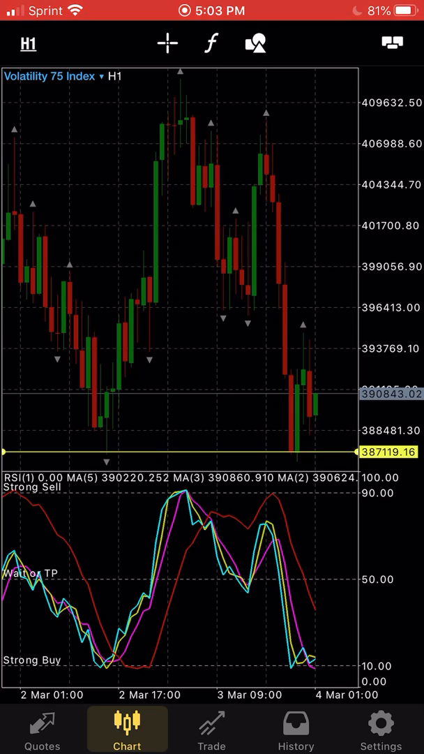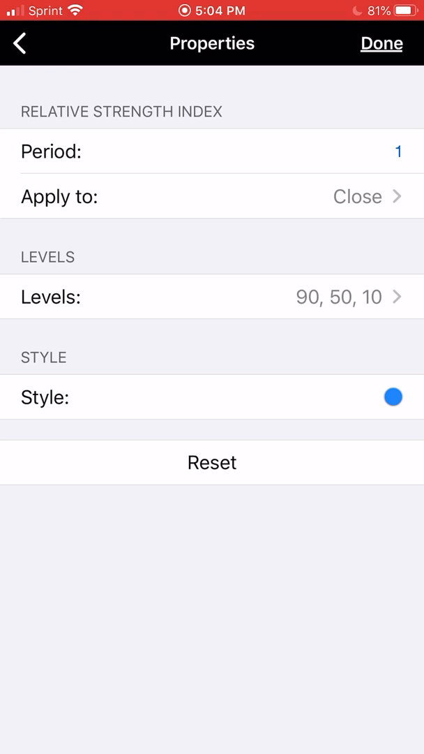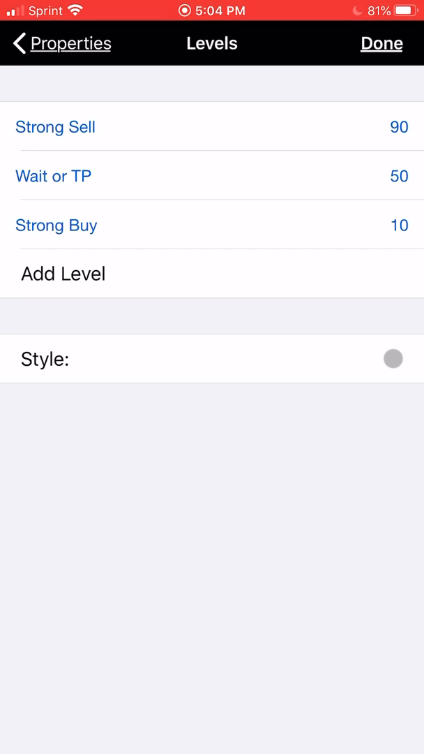So from this information now, for the benefit of those who don't really know, the indicator below is a relative strength index, and you know how to get your relative strength index. So the relative strength index levels are 90, 50, 10, and the period is 1. Then the levels are strong sell, which is 90, then wait or TP is 50.